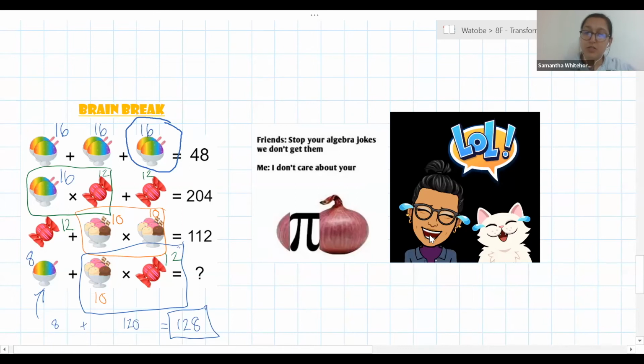So really important, remember, do the multiplication or the division first, or follow your order of operations correctly. Because if we don't do that, we're going to make some silly mistakes, which we don't want to do. Right, well done, guys.